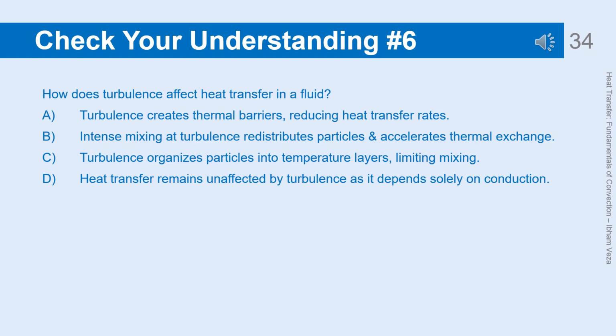Answer: B. Intense mixing during turbulence redistributes particles and accelerates thermal exchange. Explanation of incorrect answers. A. Incorrect. Turbulence disrupts thermal barriers, enhancing heat transfer rather than reducing it. C. Incorrect. Turbulence breaks down temperature layers, promoting mixing rather than organizing particles. D. Incorrect. Turbulence significantly enhances heat transfer by increasing convection, not leaving it unaffected.